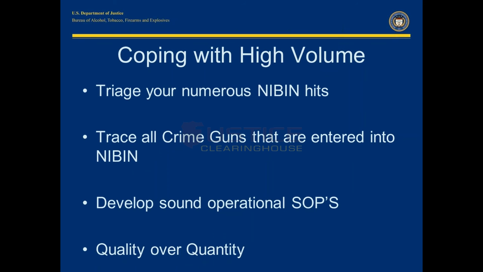As you're looking at the different shooting events linked by NIBIN, consider such factors as solvability, seriousness of the crimes, named suspects. Are there victims present? Are there witnesses present? Is there anything investigatively that we could gain traction on to go out and make a difference now? That will all be a part of your triage on deciding what hits your dedicated team will investigate or not.